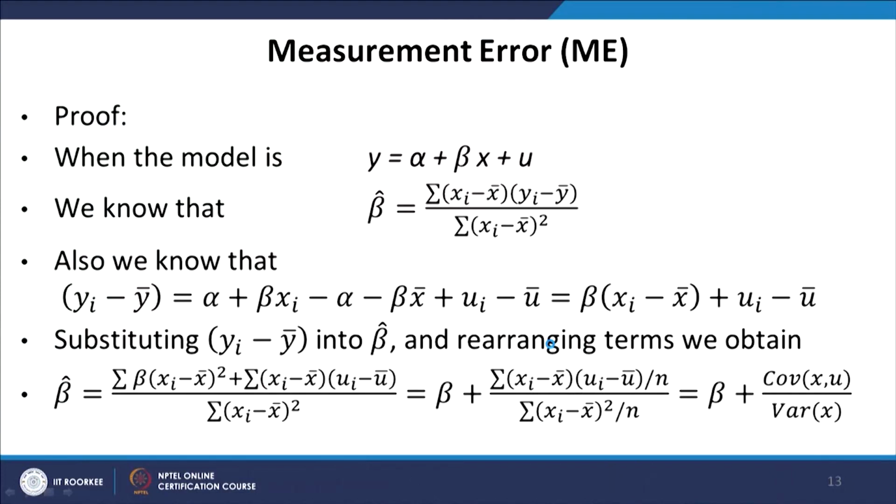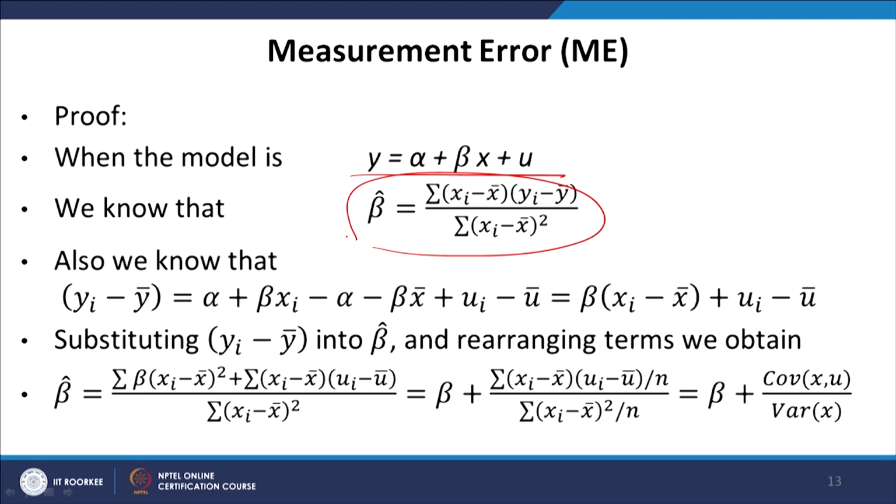So, this is what we prove now. When the model is y equals alpha plus beta x plus u, that is the standard model, then we know this is the expression of our beta hat, which, if I write it in matrix format, would be x prime x inverse x prime y. Otherwise, this is summation of x i minus x bar into y i minus y bar divided by summation of x i minus x bar whole square. This has been already derived and mentioned several times so far.